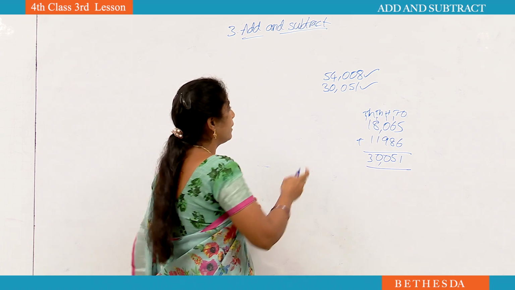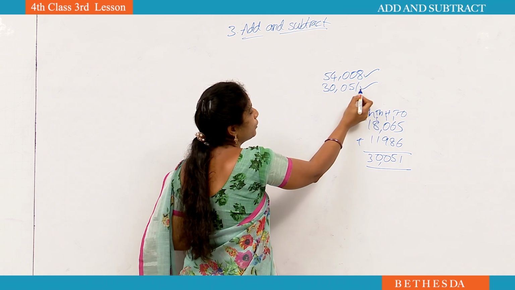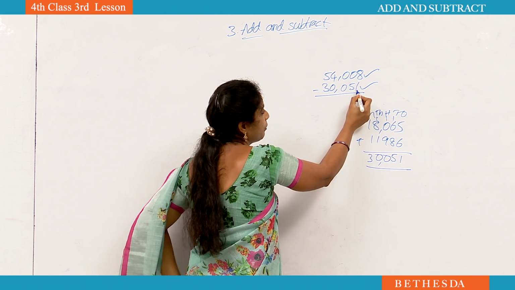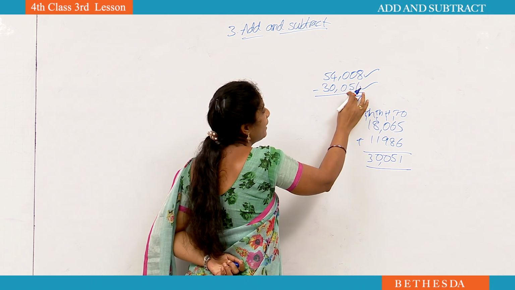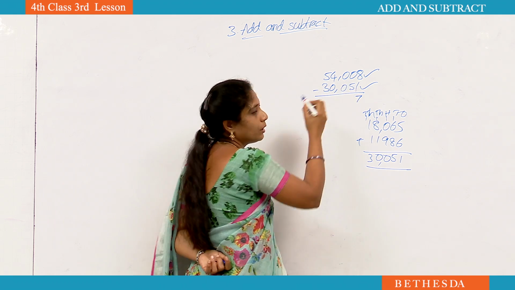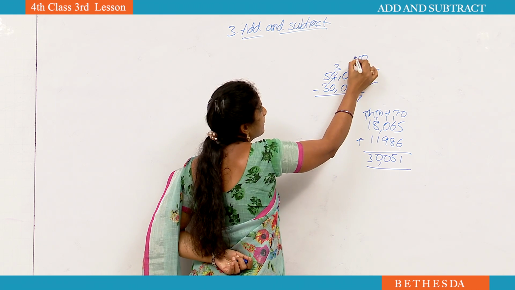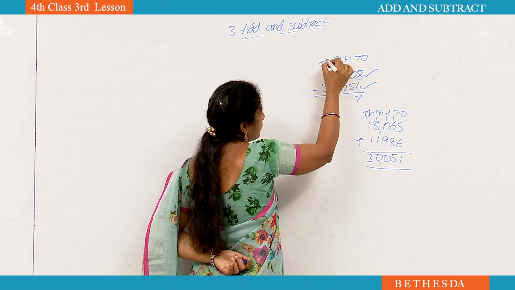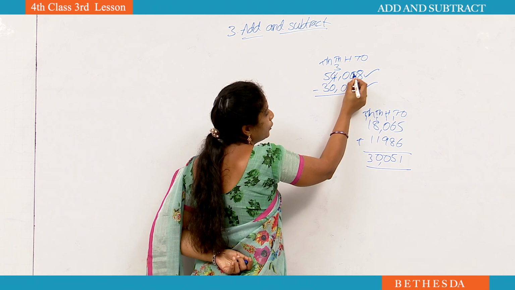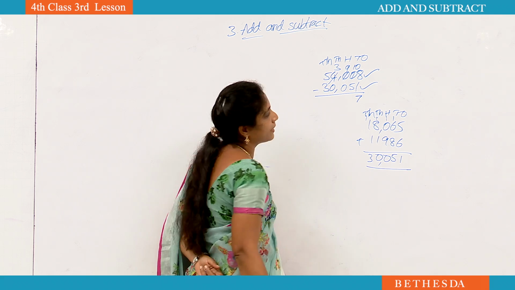How to do subtraction? Morning they produced 54,008. Afternoon they produced 30,051. We have to do subtraction. 8 minus 1, 7. 0 minus 4, we have to take borrow. If you want to take borrow, next also 0, then what should we do? We have to take from thousands place. If you get continuous zeros like this, first 0 you should write as a 10, next 0 you have to write as a 9.